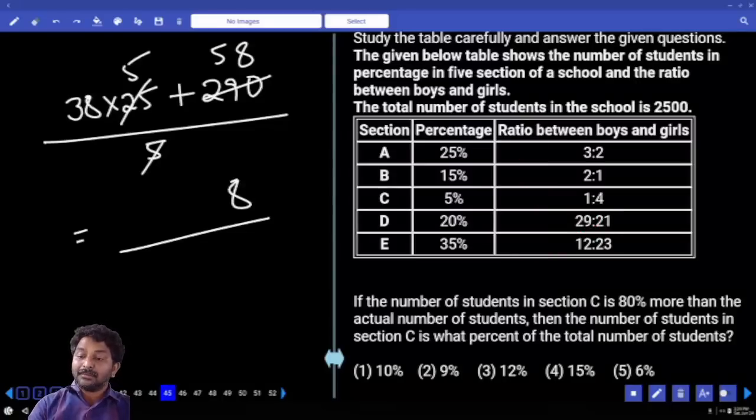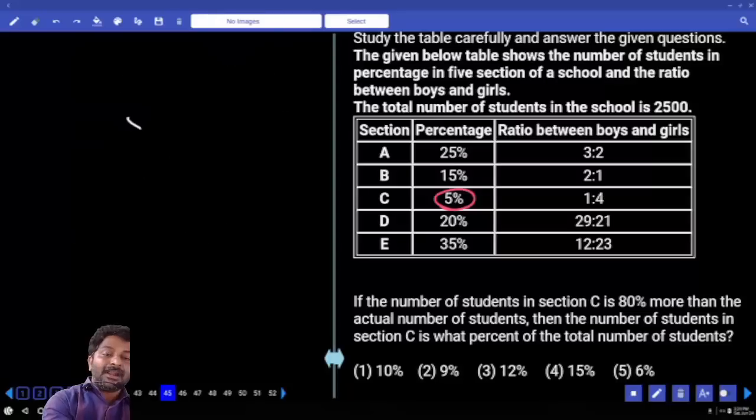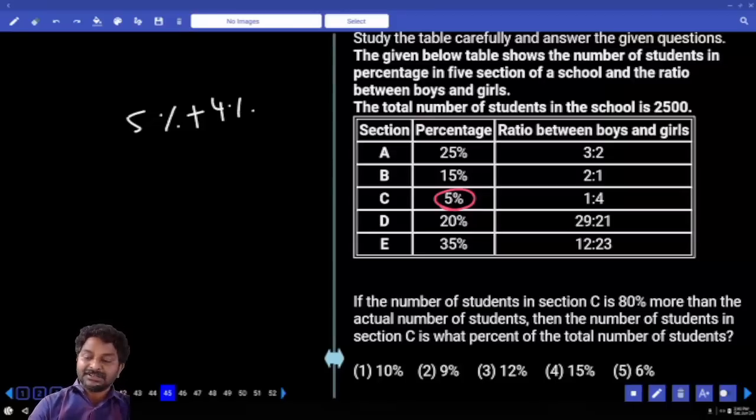If the total number of students in section C is 80% more than the actual number of students, then the number of students in section C is what percent of the total number of students? Okay. In section C, initially what percent do we have? And that should increase by 80%, right? 80% of 5. How much is that? 4. Then that is what percentage? 9%. A table is not required. Yes.